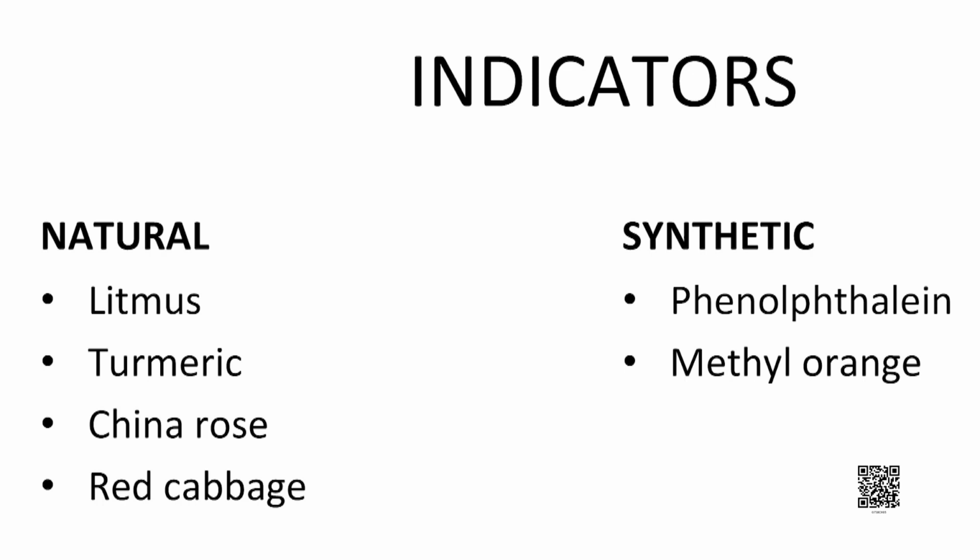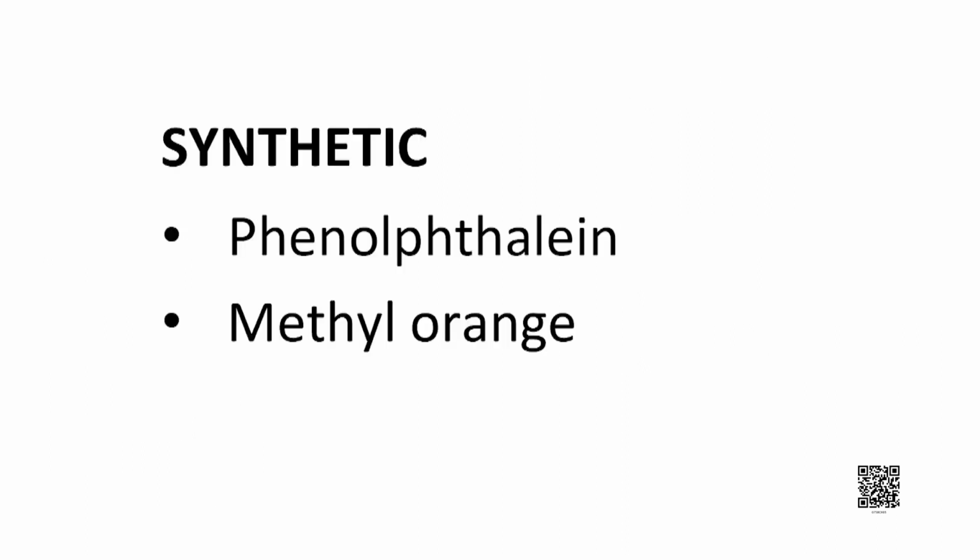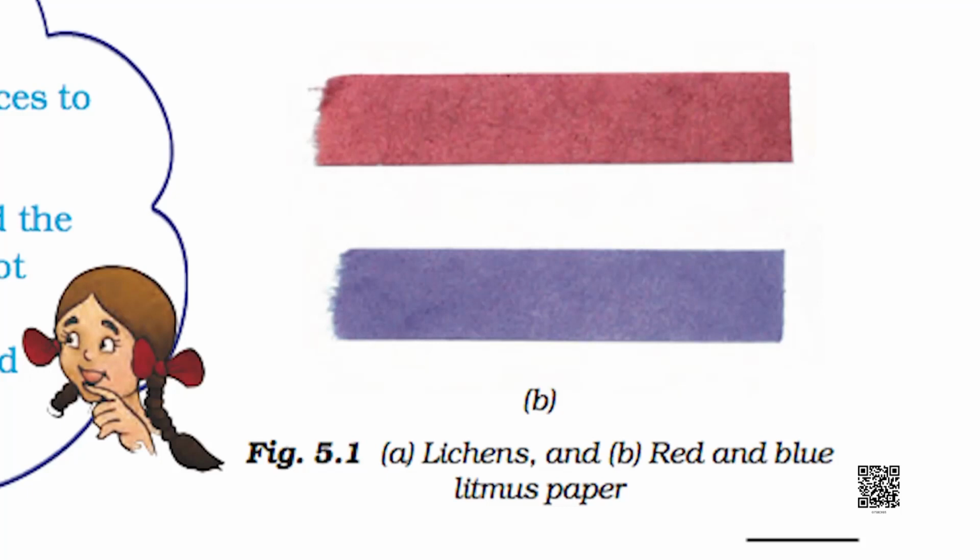Another category of indicators is synthetic indicators. Synthetic indicators include phenolphthalein and methyl orange. The first one is phenolphthalein, which is a colorless compound which changes its color with base. Similarly, we have methyl orange. This is an orange color dye which gives different colors with acid and base. We will check these in the different activities.